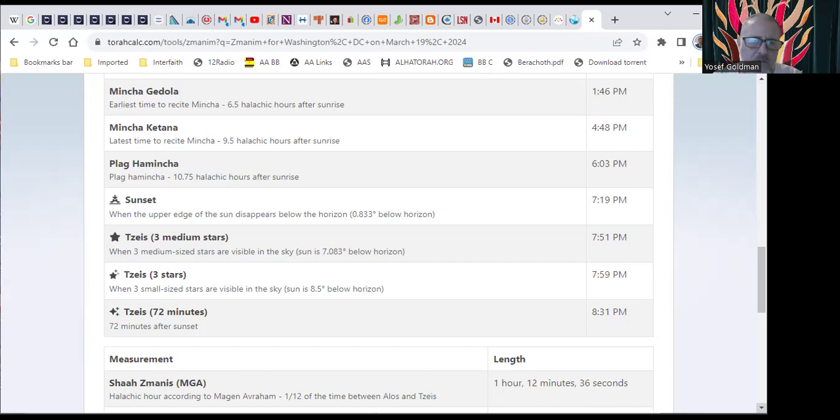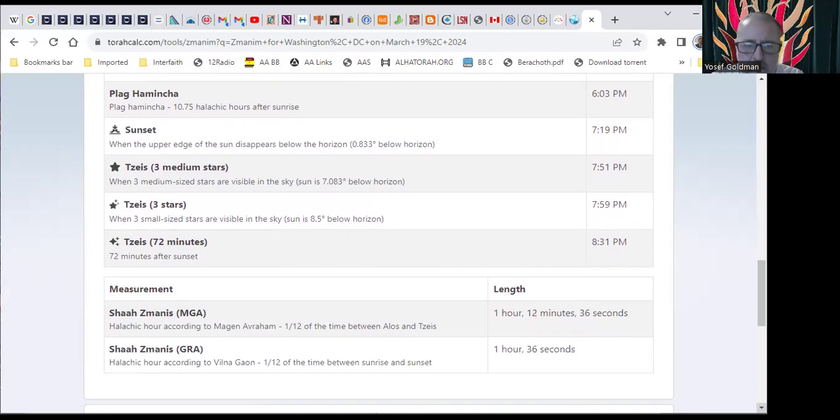So you could say Mincha Gedolah on Shabbat afternoon at 1:46 p.m. and then take a snooze for almost 7 hours and then go to Maariv according to this opinion. So that's how that works. So that's the day for today.